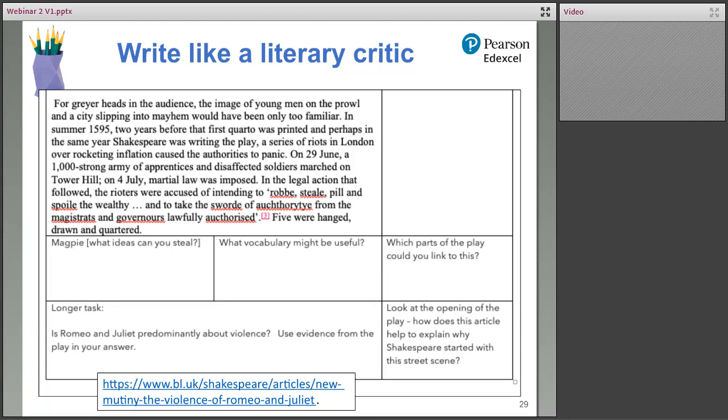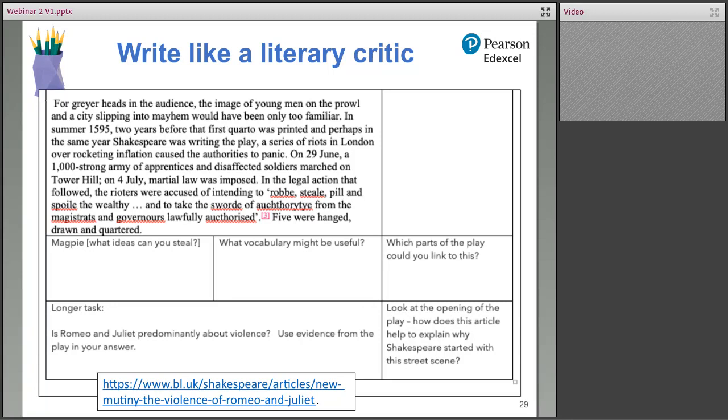And what vocabulary does the writer use that might be useful in your analytical essays? Which parts of the play could you link to this? So could you make some direct links? And as you can see above that, I have a space down the right-hand side while they're reading. So they fill in links while they're reading. And then look at the opening of the play. How does this article help to explain why Shakespeare started with this street scene?